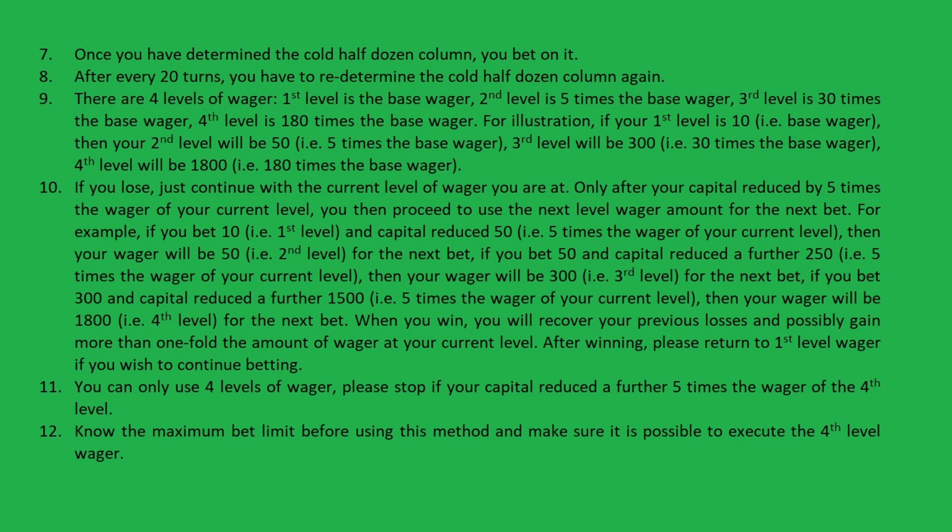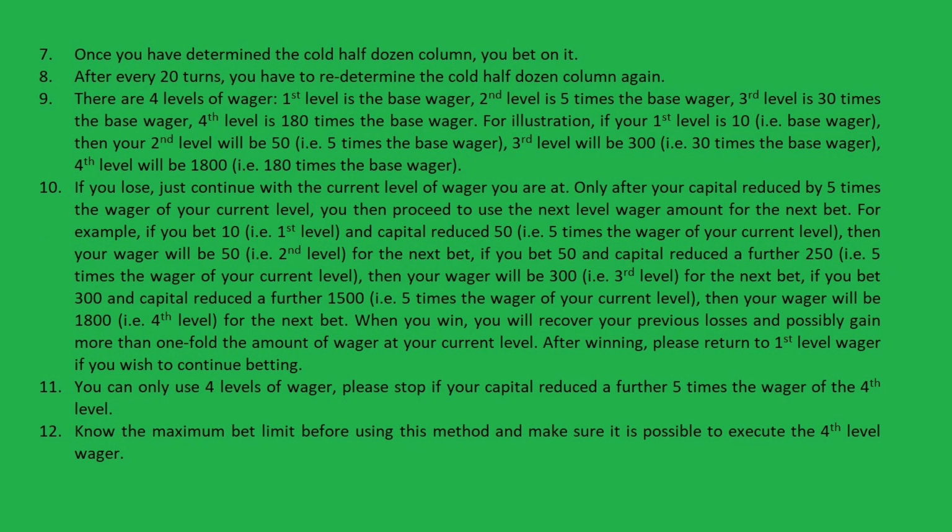10. If you lose, just continue with the current level of wager you are at. Only after your capital reduced by 5 times the wager of your current level, you then proceed to use the next level wager amount for the next bet. For example, if you bet 10, i.e. first level, and capital reduced 50, i.e. 5 times the wager of your current level, then your wager will be 50, i.e.